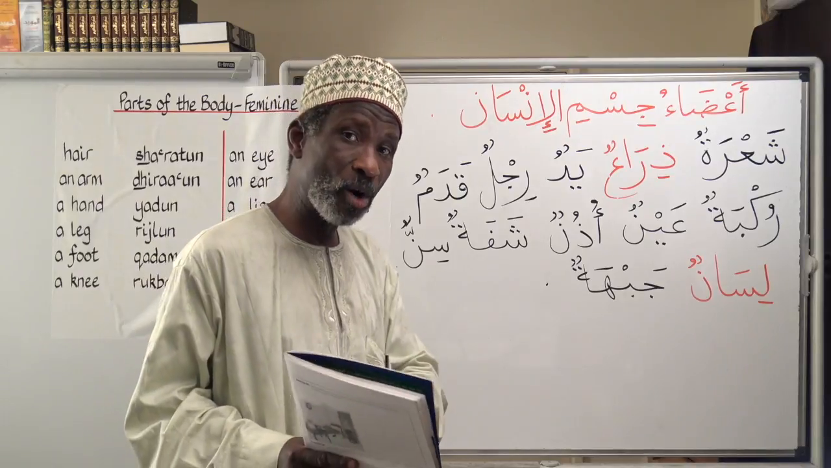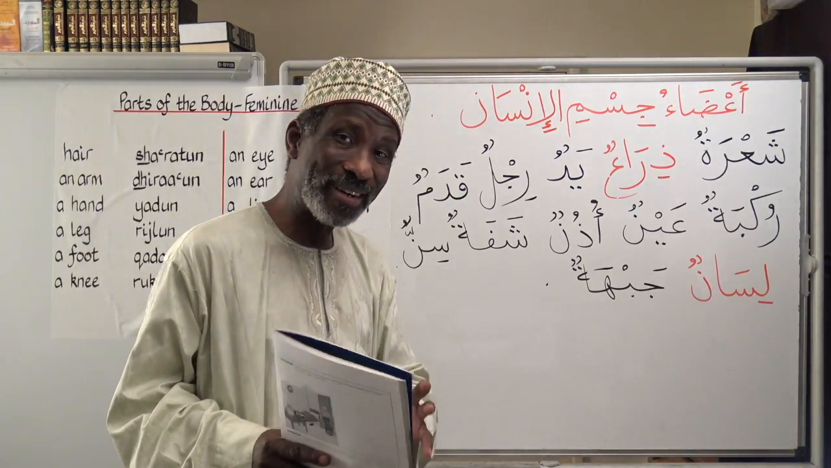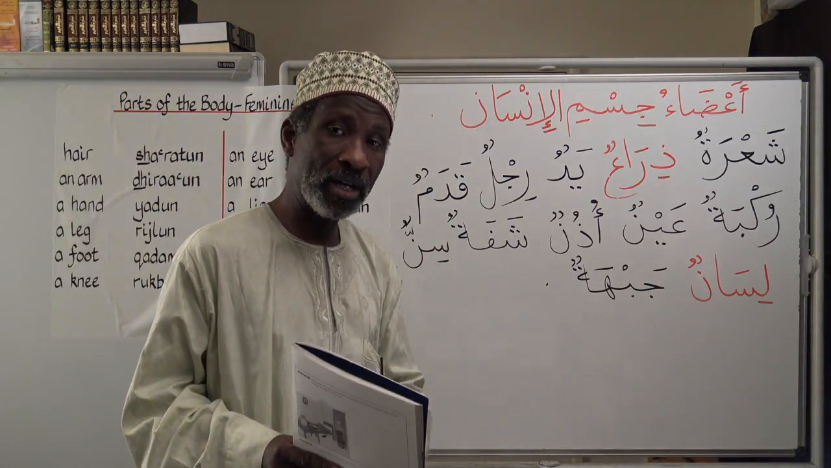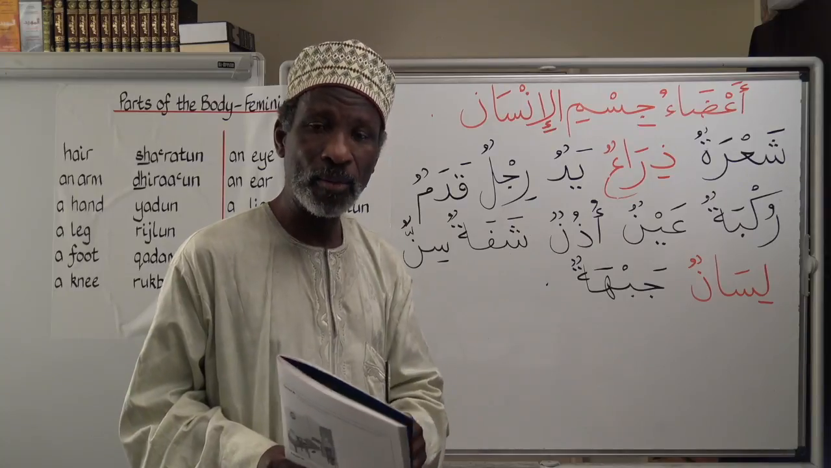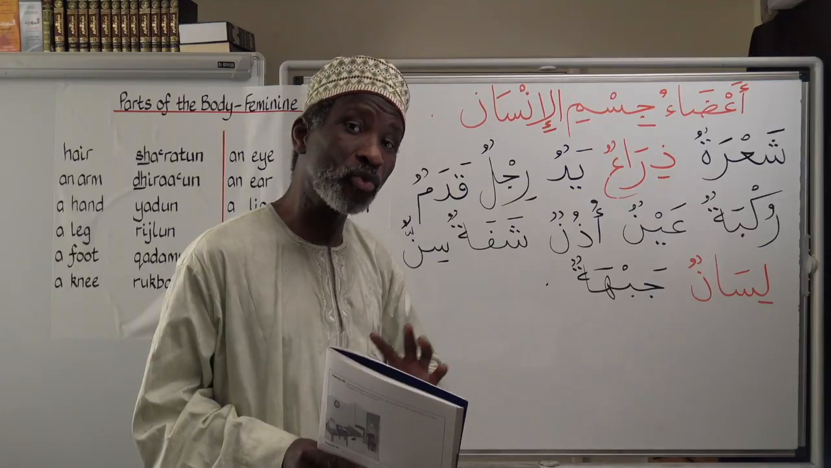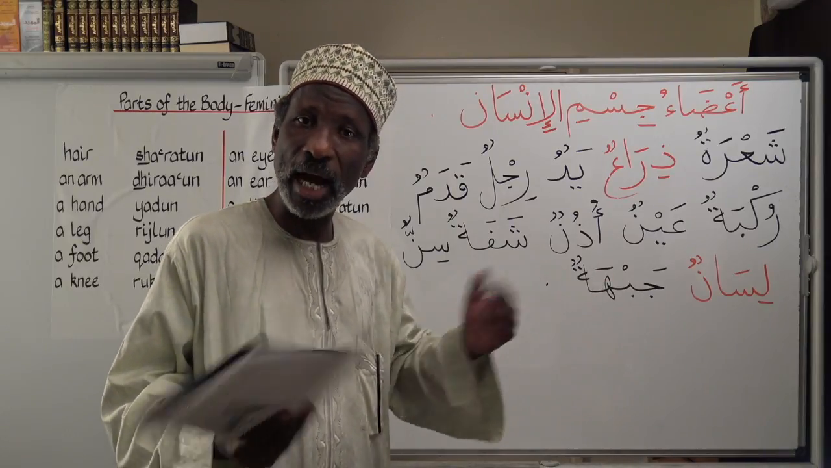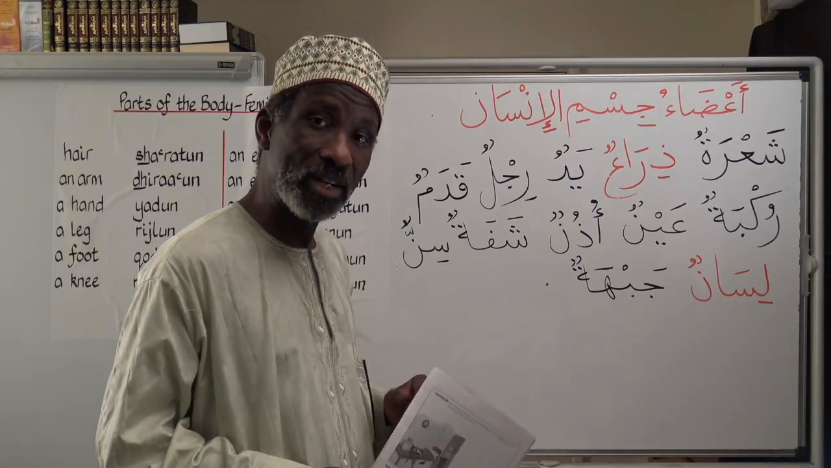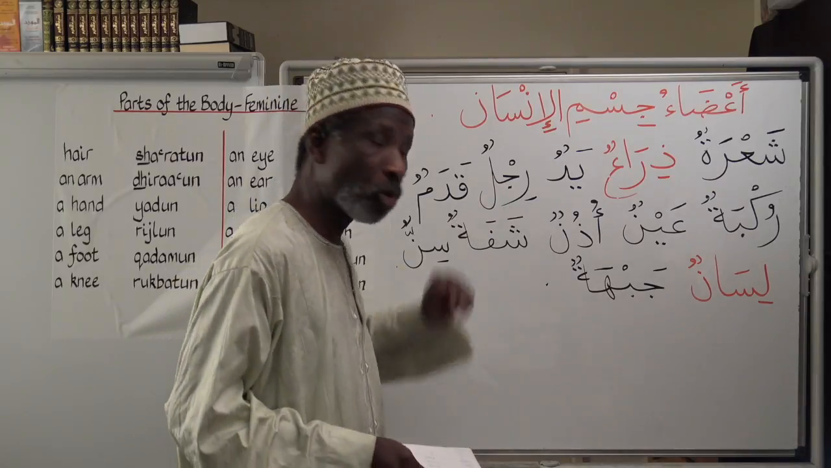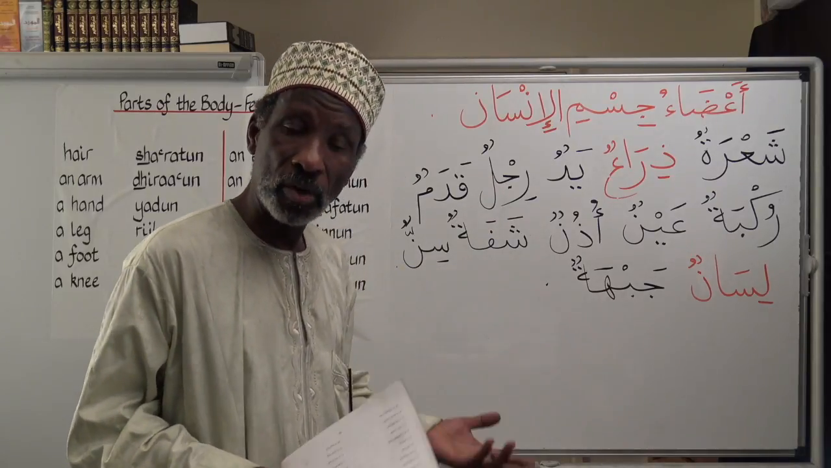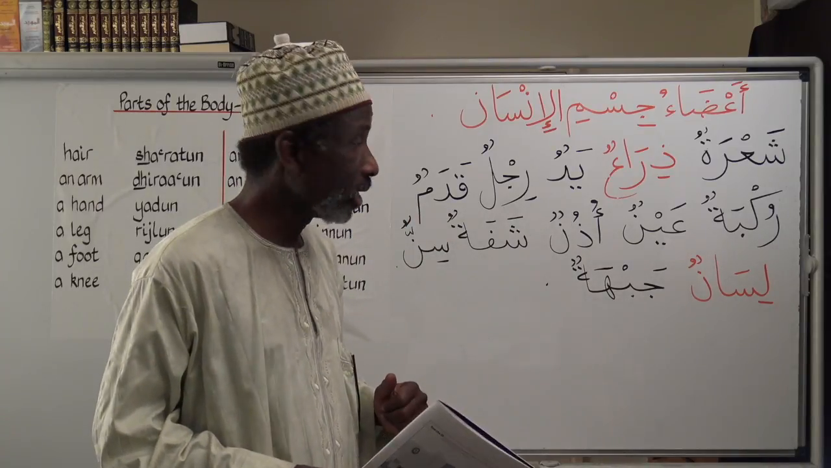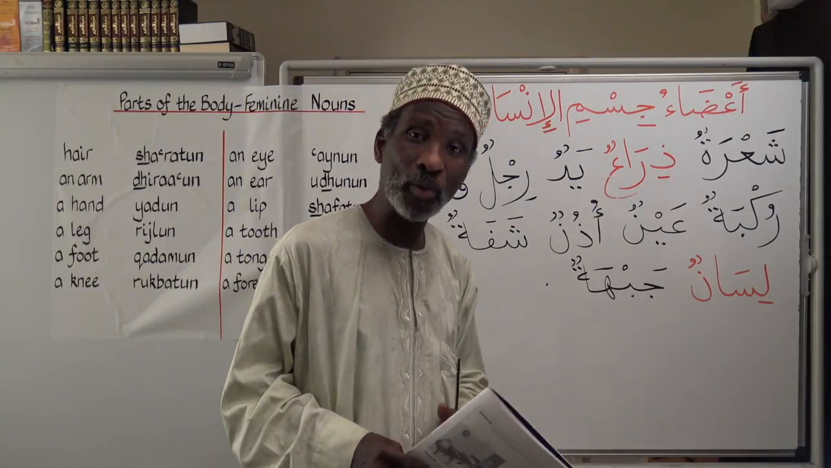Even though they are not carrying ta marbuta. If you remember at the beginning of the book, we identified ta marbuta as the main sign of feminine in a noun. But here you can see no ta marbuta, but because there are two of them in our body, mainly it's regarded as feminine. That's very interesting. Yadun, hands, so it's feminine. Rijlun, leg, we have two legs. Qadamun, foot as well. Rukbatun, we have two.